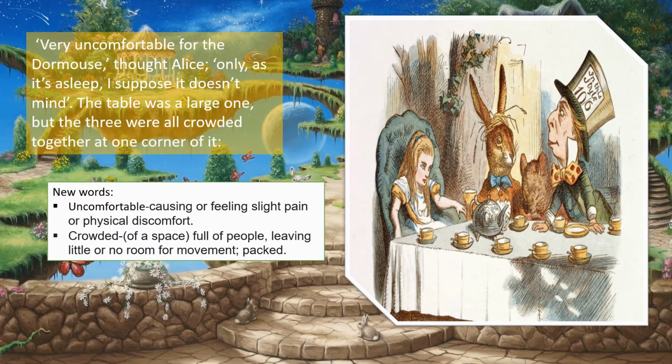Explanation of this para. After seeing them, the little girl Alice thought, maybe it's very uncomfortable for the Dormouse, students. All this she was thinking in her mind. The table was large, but their unique, meaning odd, characters were sitting at one corner of it.